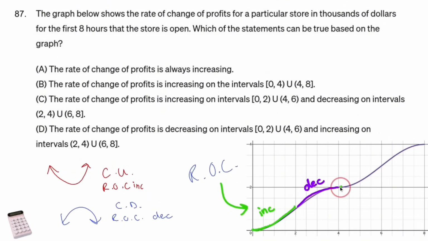Now it repeats the process. The rate of change is concave up, so this appears to be increasing right here. The rate of change is increasing, and then the rate of change is decreasing from 6 until the end. So the rate of change of profits is increasing from 0 to 2 and 4 to 6, and the rate of change is decreasing on intervals 2 to 4 and 6 to 8.